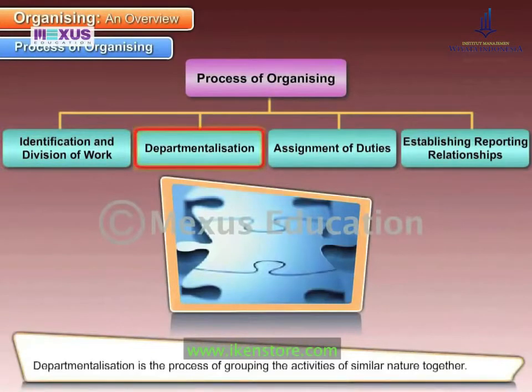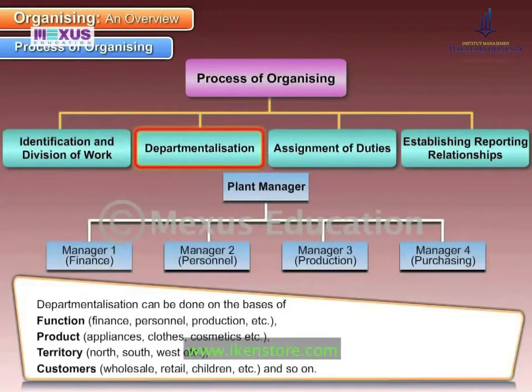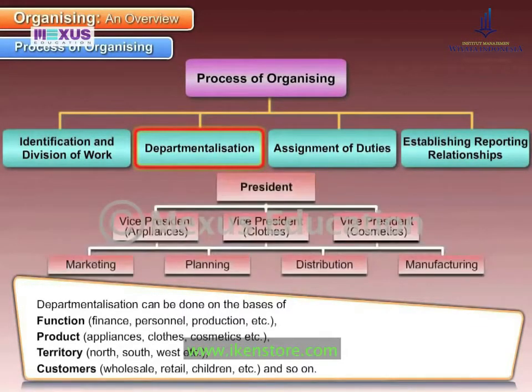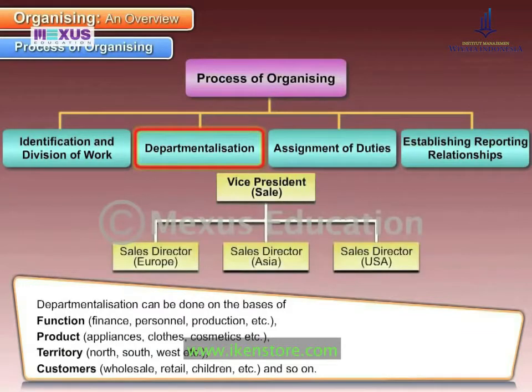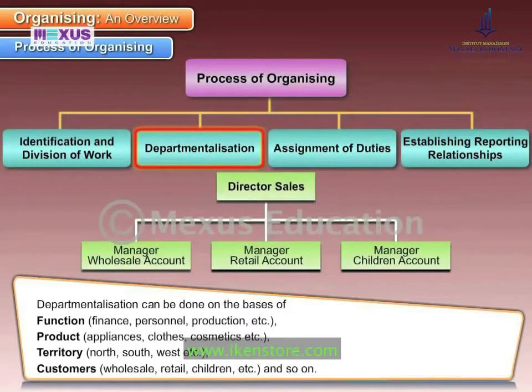2. Departmentalization. After dividing the work into small and manageable activities, a manager needs to group the activities which are similar in nature. This grouping process is known as departmentalization. Departmentalization can be done on the basis of function: finance, personnel, production, etc. Product: appliances, clothes, cosmetics, etc. Territory: north, south, west, etc. Customers: wholesale, retail, children, etc. and so on.